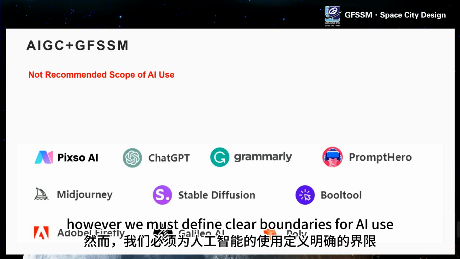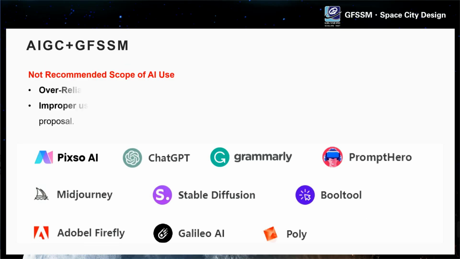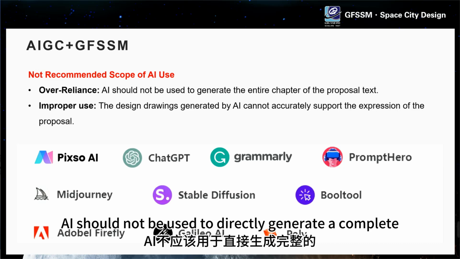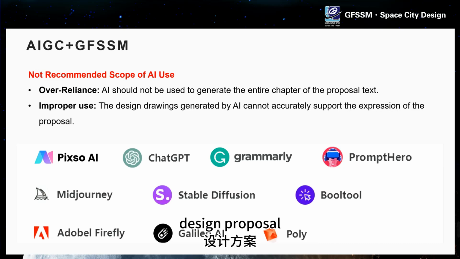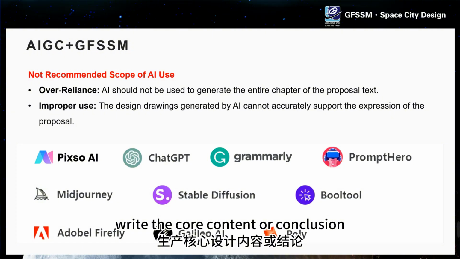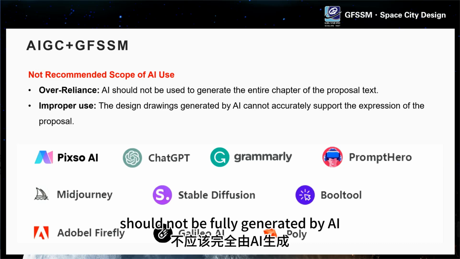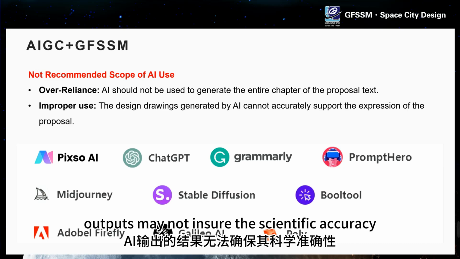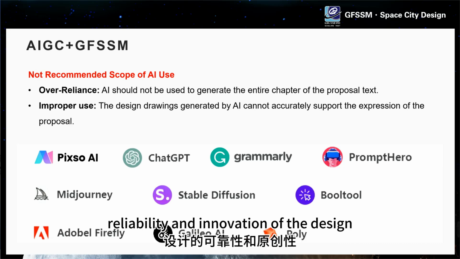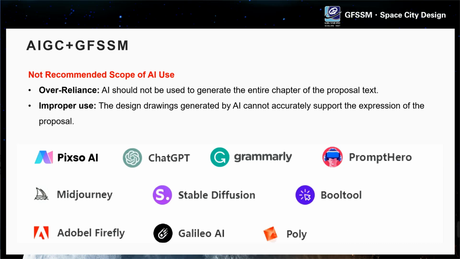However, we must define clear boundaries for AI use. AI should not be used to directly generate a complete design proposal, write the core content, or conclusion. The design details of key structures and complex systems should not be fully generated by AI, as these outputs may not ensure the scientific accuracy, reliability, and innovation of the design.